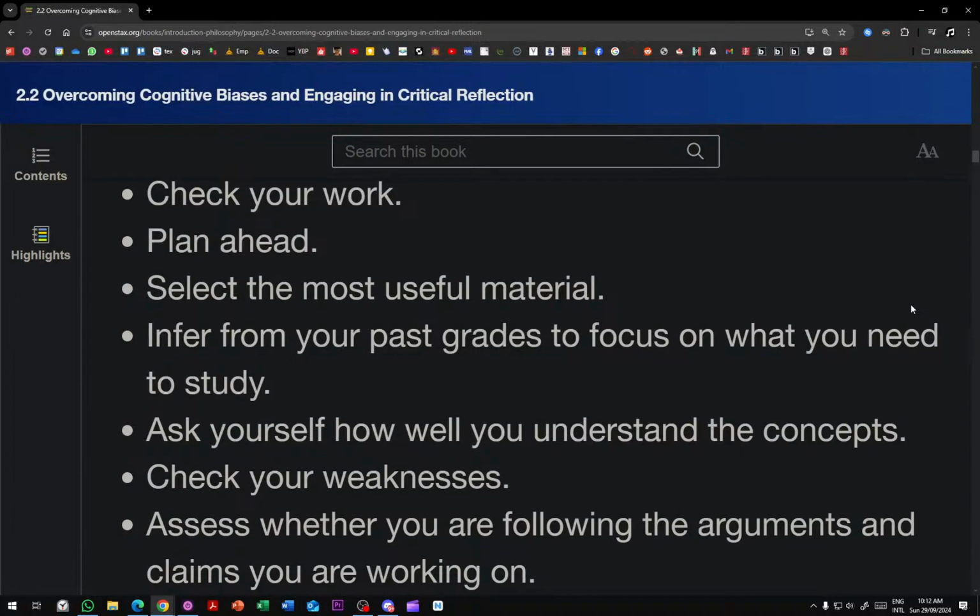Check your work after doing it. Plan ahead, make a checklist, select the most useful material.